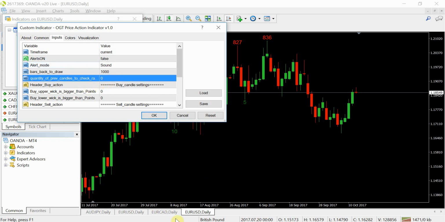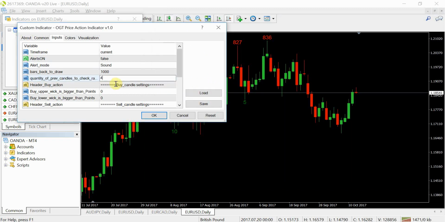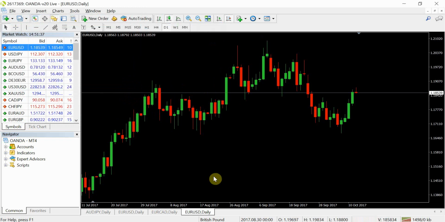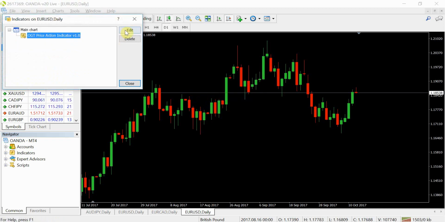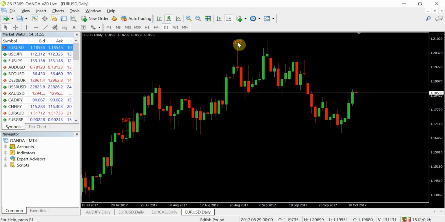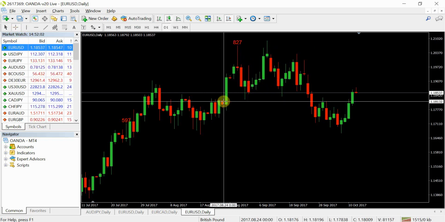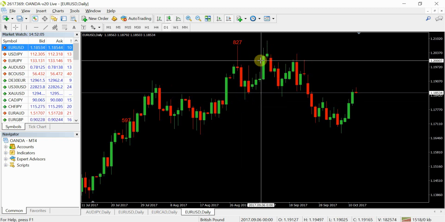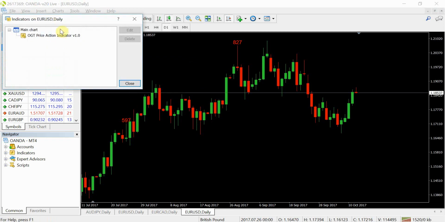Quantity of previous candles to check. So this is the candle range greater than. As you can see, I've set it to 0. If I set it to 4, you can see that they all disappear because the range of the candle is not greater than the bar. So if I did change it, for example, to 2, just to show you that you can change it around, you can see that this one shows because it is greater. The range is obviously greater than this and obviously greater than this, but not greater than this. And this one does not show because this one is the next previous candle back. So that's that one there.